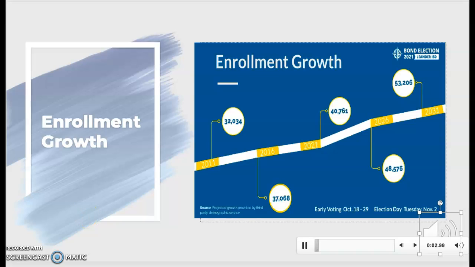So Leander ISD is working to keep up with the anticipated increase in student enrollment and minimize the need to rezone school attendance lines, which can be a disruption for families and neighborhoods. The data from their demographics indicates that in the next 10 years, Leander ISD will grow by 12,400.